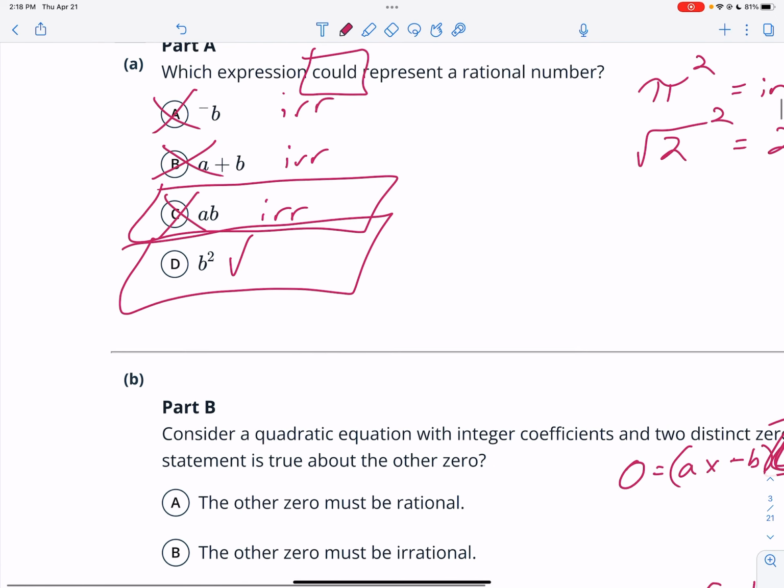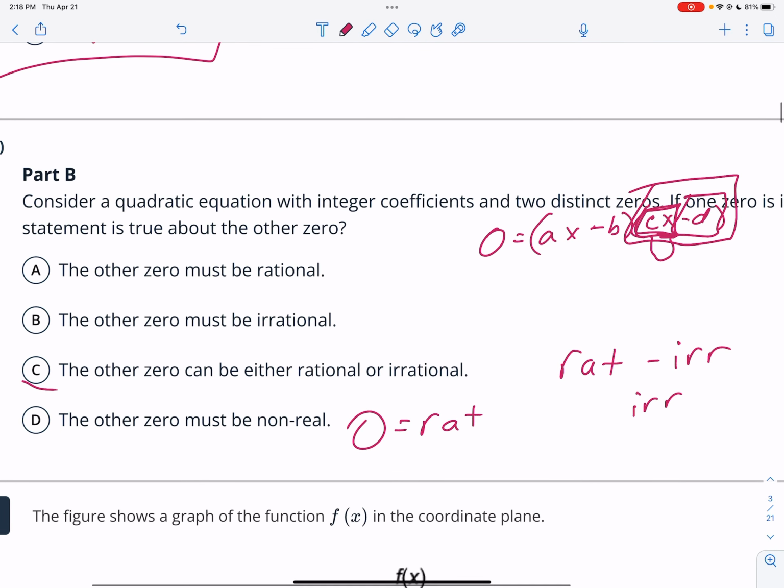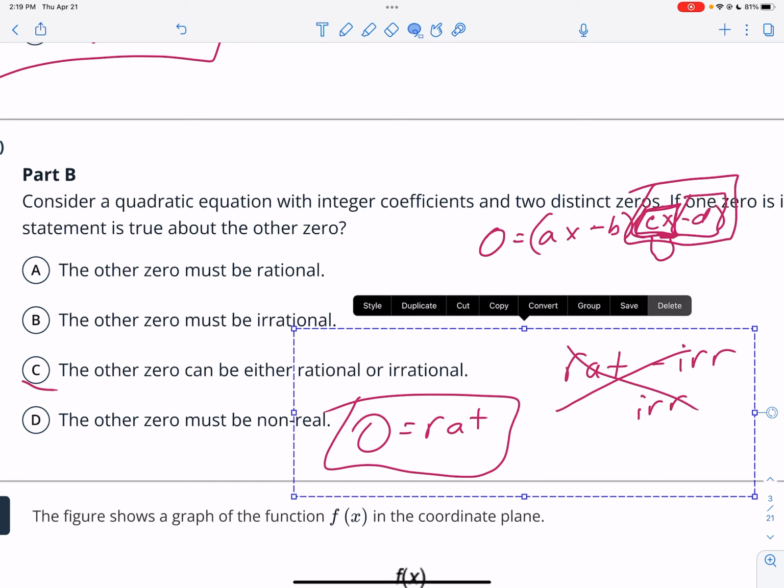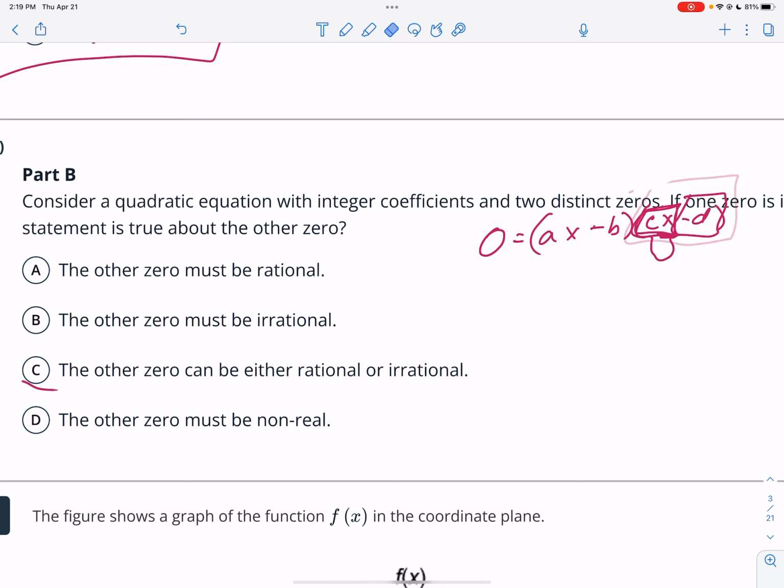Remember from this previous thing right here, you cannot subtract an irrational number from a rational number and get a rational number. No matter what happens, if you ever add or subtract an irrational number, it will remain irrational. So this could not have happened and it have been 0. So that's not a possibility. So if your 0 is rational, then this whole thing must have been rational.